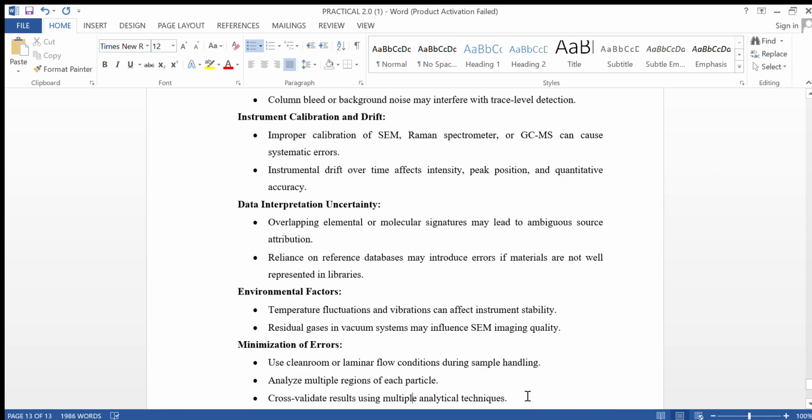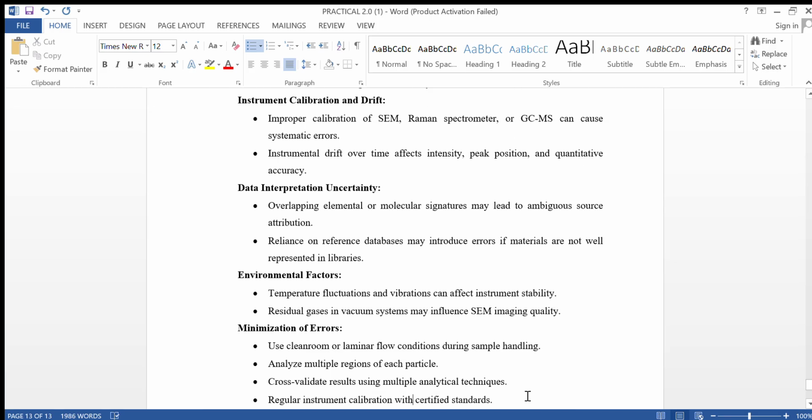Data interpretation uncertainty. Overlapping elemental or molecular signatures may lead to ambiguous source attribution. Reliance on reference databases may introduce errors if materials are not well represented in libraries. Environmental factors: temperature fluctuations and vibration can affect instrument stability. Residual gases in the vacuum system may influence SEM imaging quality.